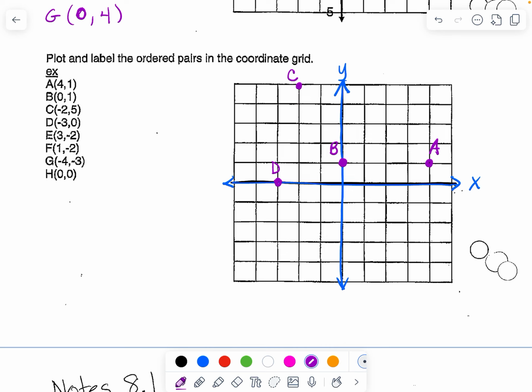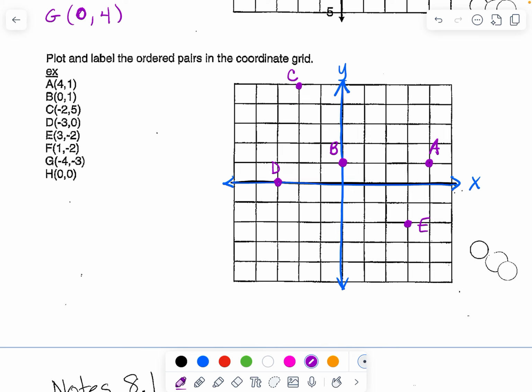Again, at this point, you could stop the video and plot the final 4 points and then come back and see if you have them in the correct position. All right, so if you're coming back, your point E should be 3 in the right direction and then go down 2. And you would land here in this 4th quadrant.